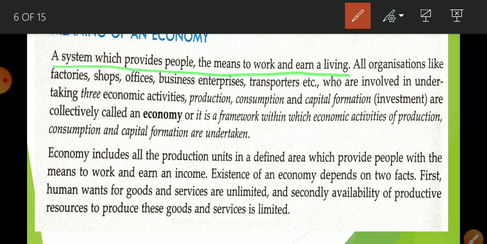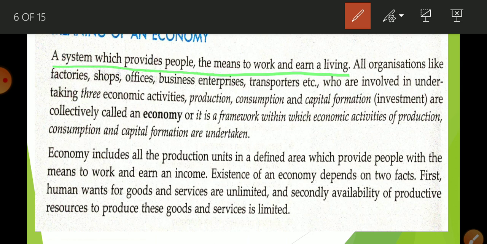If you talk about people and how they are getting money, some people are engaged in agricultural activities, some people are engaged in the service sector, some people are engaged in the manufacturing sector. So in this way, all these form a system.